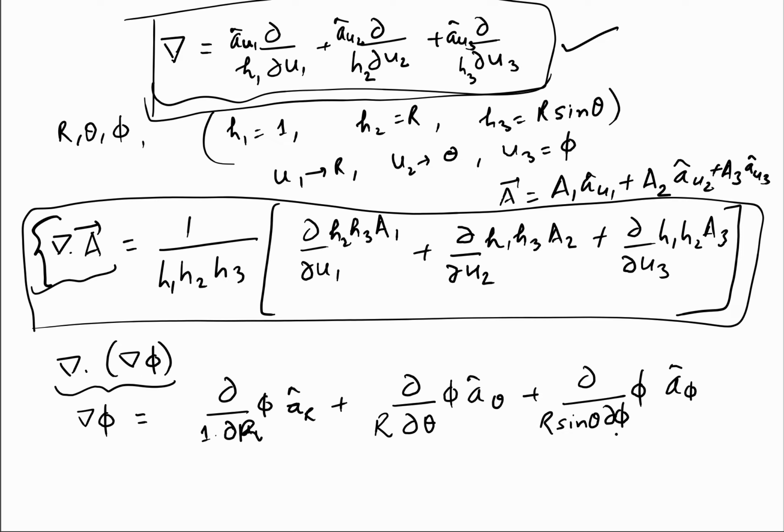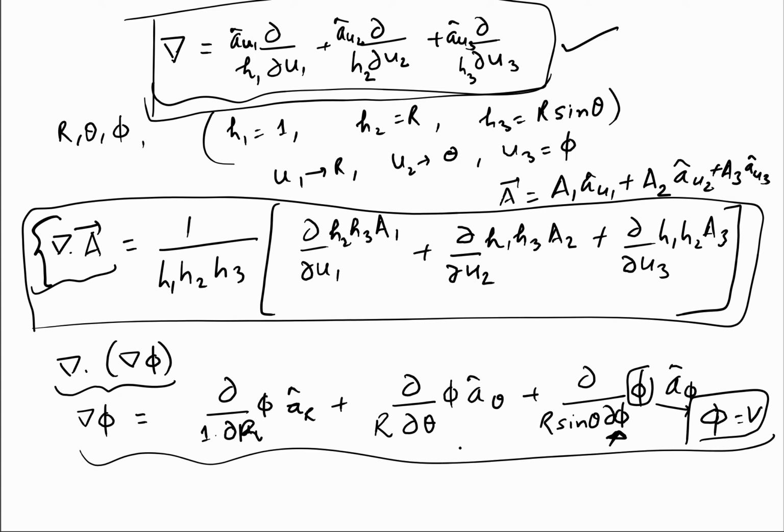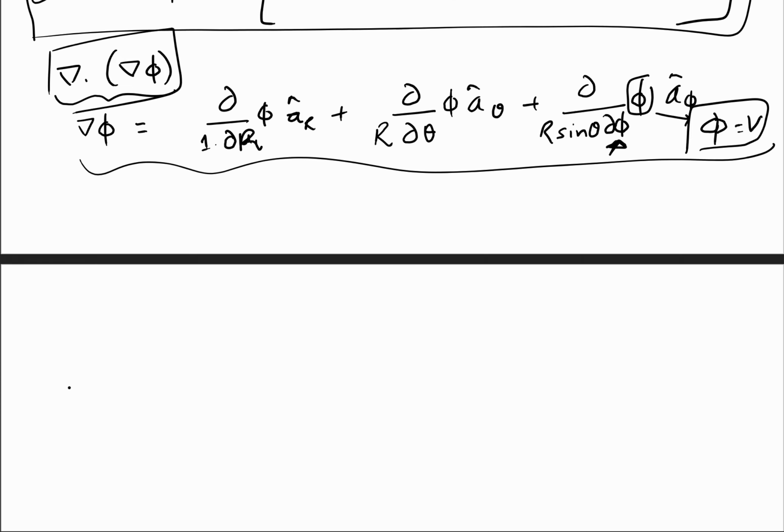Now to avoid confusing between this directional coordinate phi and the potential phi, I will write the potential as v, so that we do not get confused with these two symbols. Now I will put the value of the gradient of this potential to find its divergence. That we will do in the next slide.